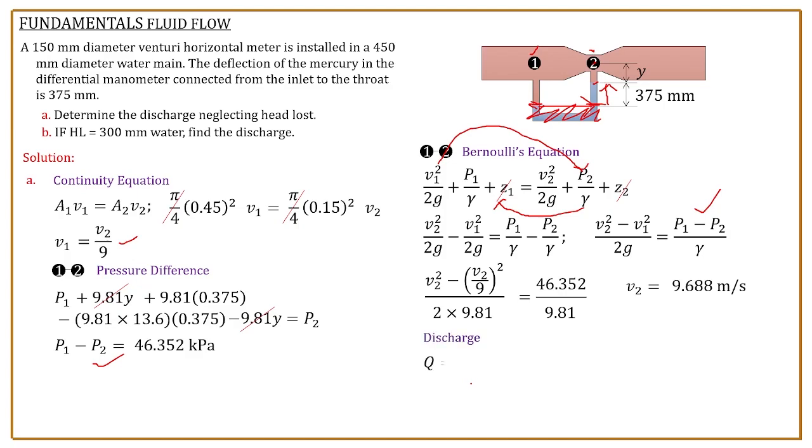Kung that is 9.688 meter per second, we can get the discharge, that discharge is equal to Q equals AV. Q equals pi over 4 times 0.15 squared times 9.688, equal yan sa 0.171 cubic meter per second.